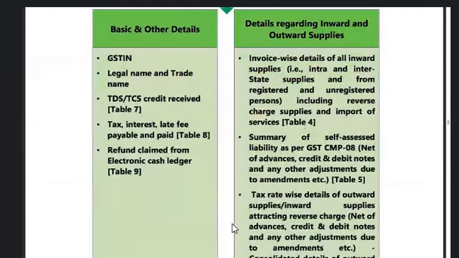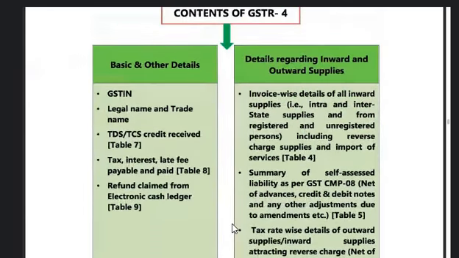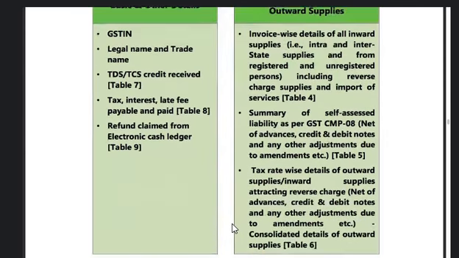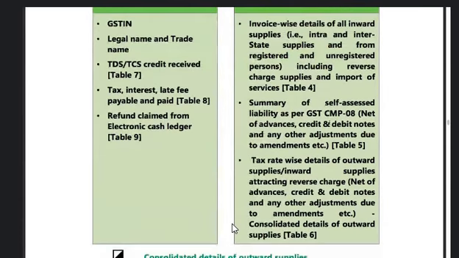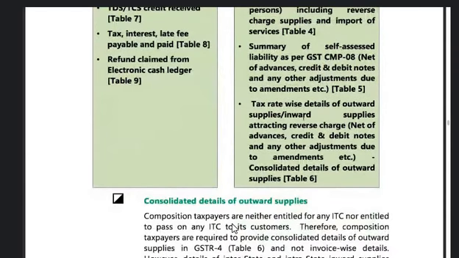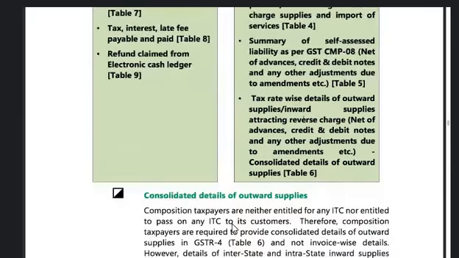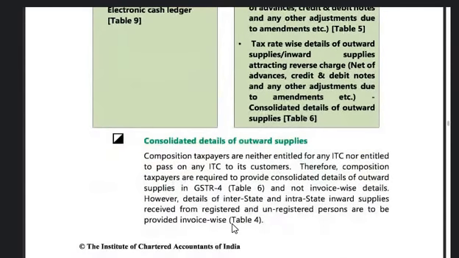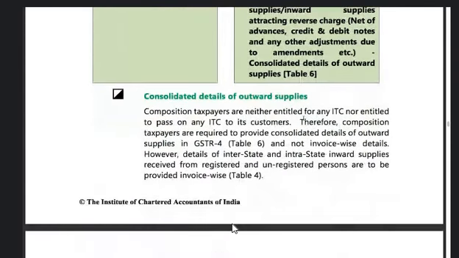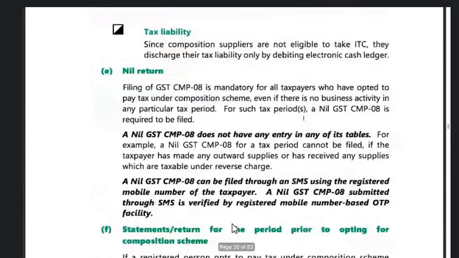So content of GSTR 4, invoice wise details of all inward supplies, that is your intrastate and interstate supplies from registered and unregistered person including reverse charge, summary of self-assessed tax paid and your turnover, and details of tax payable. So even nil return has to be filed.